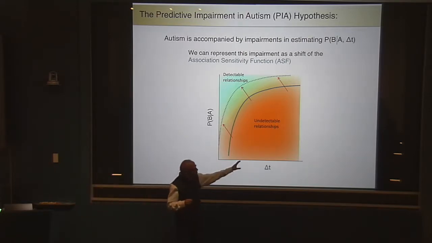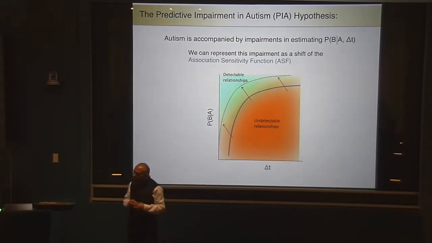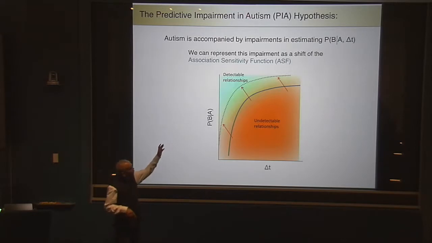then relationships on the lower right are the most difficult to detect because the strength of the relationship is weak and one is happening much after the other. The relationships on the upper left are the easiest ones to detect, very strong relationships, and one happens very soon after the other.